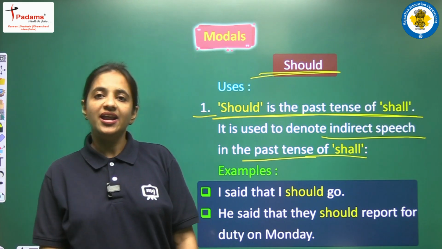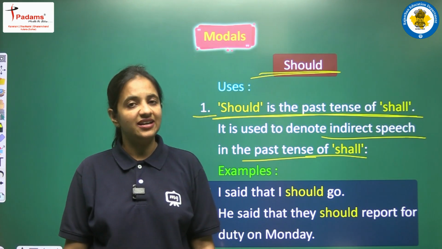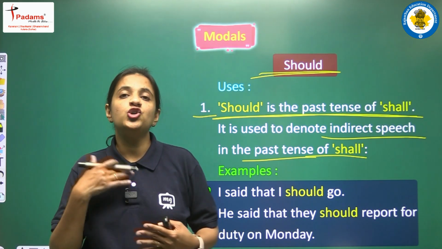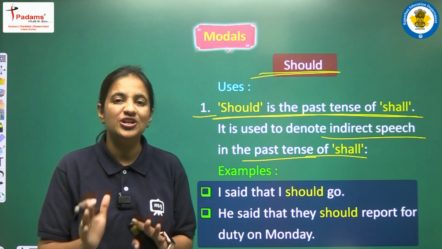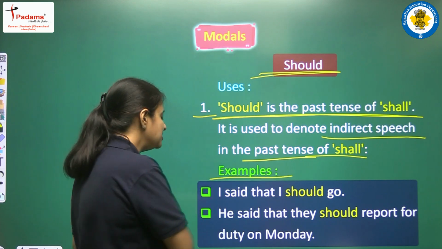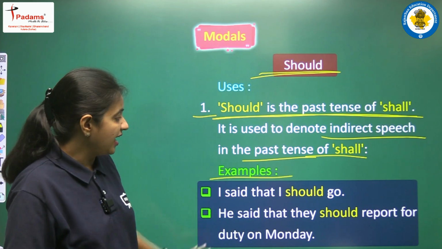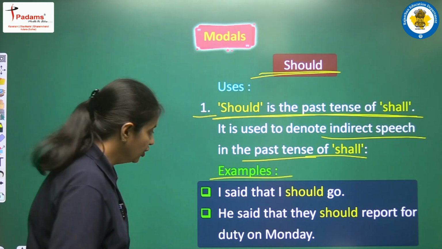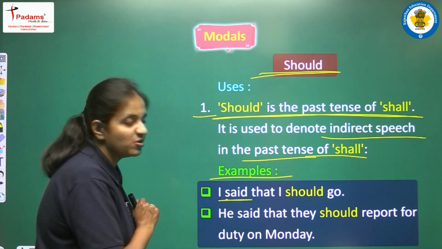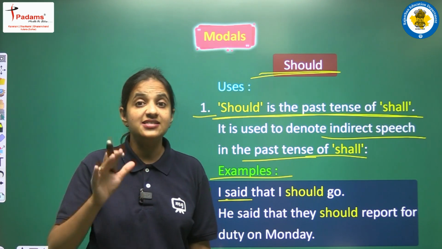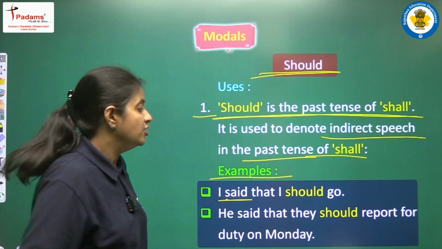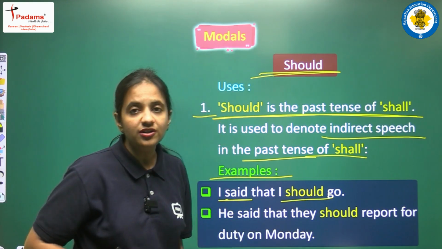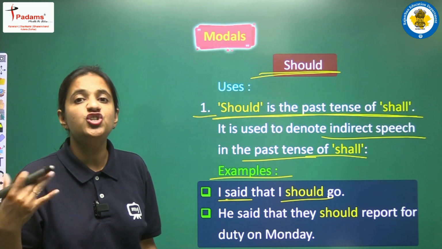It is used to denote indirect speech in the past tense of shall. So when we have an indirect speech sentence, then to show the past tense of shall, we have to use should. How? Let's see the examples. The first one is: I said that I should go. Here we have past tense because we have said, which is the second form of the verb. So here we have the simple past tense, and for that we have to use should, the past form of shall.